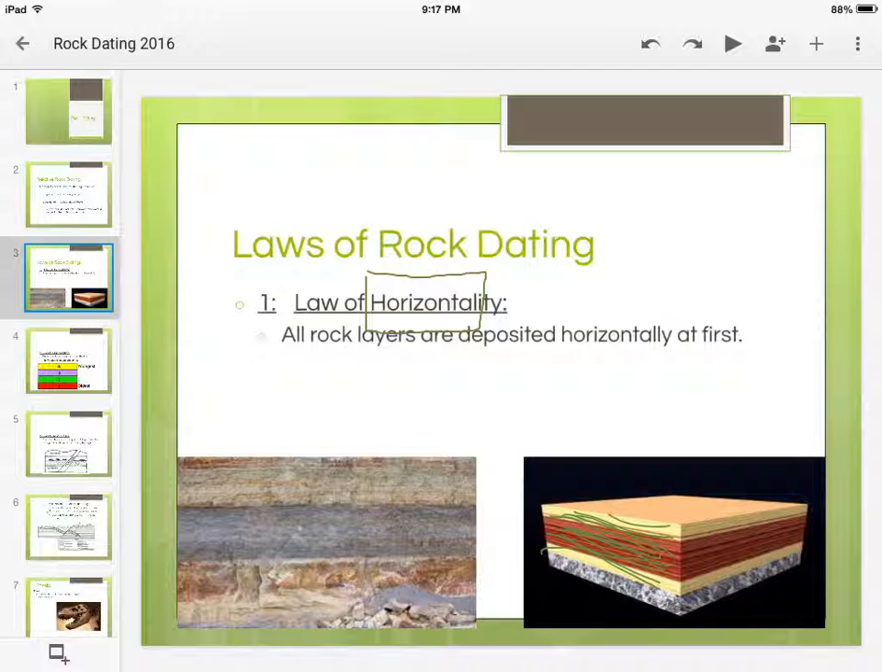Now later on they can be tilted. Sometimes you'll see rock layers like this. But that might be because there's two plates coming together and it's forming a mountain or a volcano or something like that. But all layers were originally laid flat. So that's the first law.